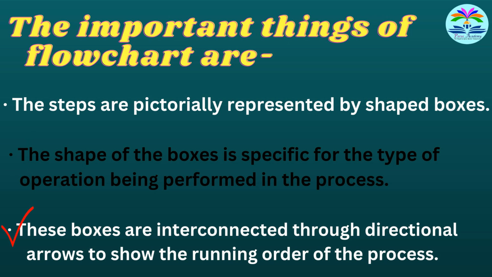Next one, all the boxes which we use in the flowchart are interconnected. Every box is interconnected through directional arrows. What are the directional arrows? There are basically four types of directional arrows: left, right, up and down. Directional arrows mainly connect the variety of boxes which we use in the flowchart to show the running order or flow of the process.